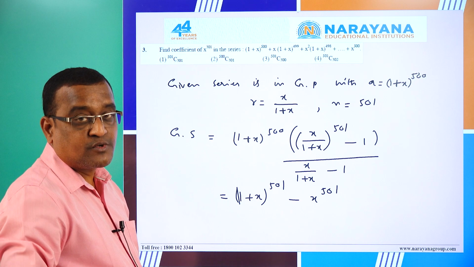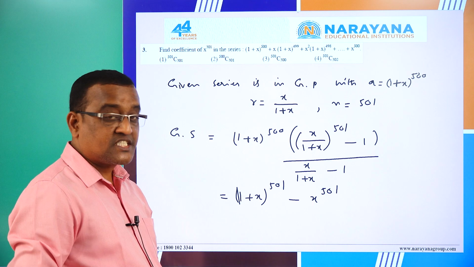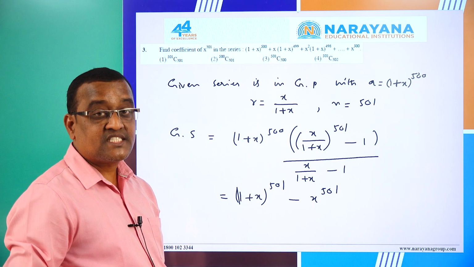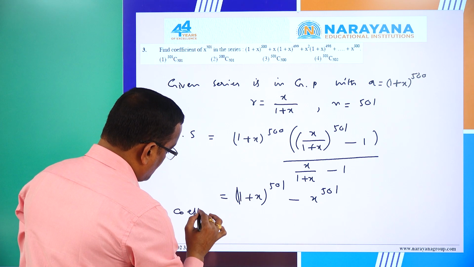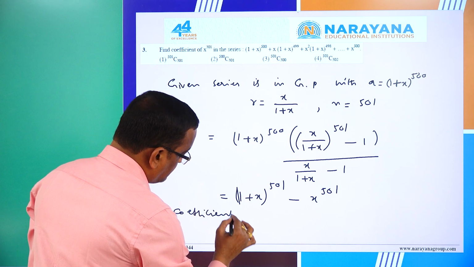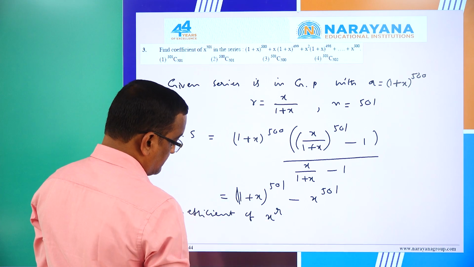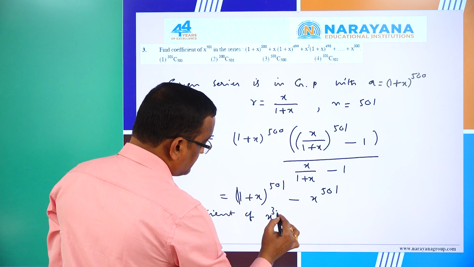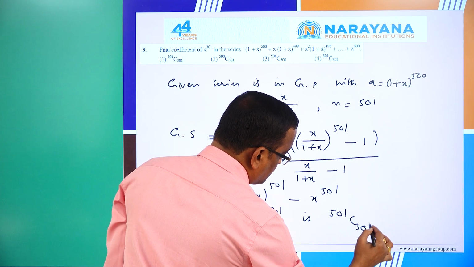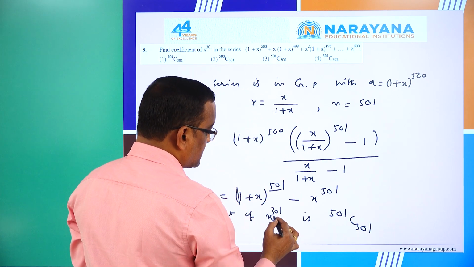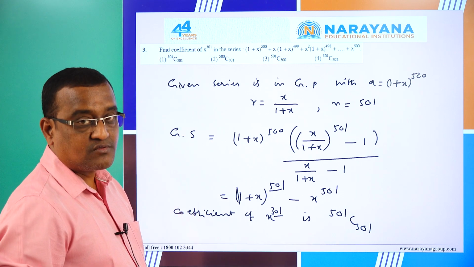Now we want the coefficient of x^301. We know that in the expansion of (1 plus x)^n, the coefficient of x^r is nCr. That's why the coefficient of x^301 is 501C301. This is n, this is r, this is nCr. So 501C301.